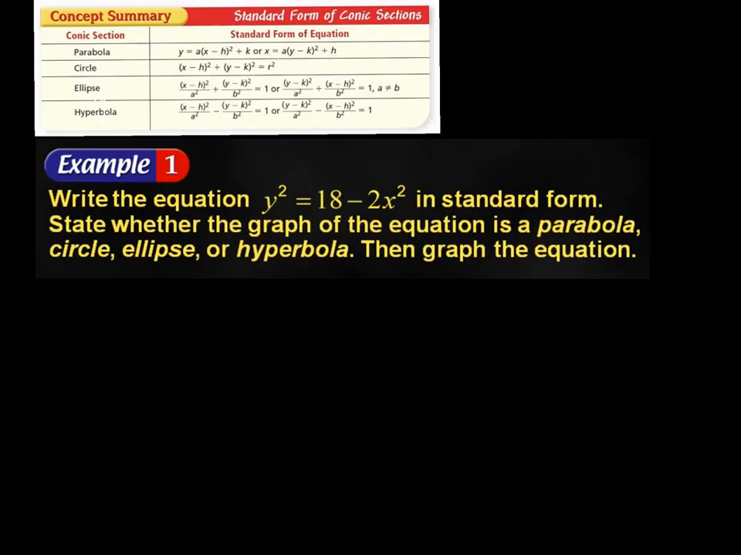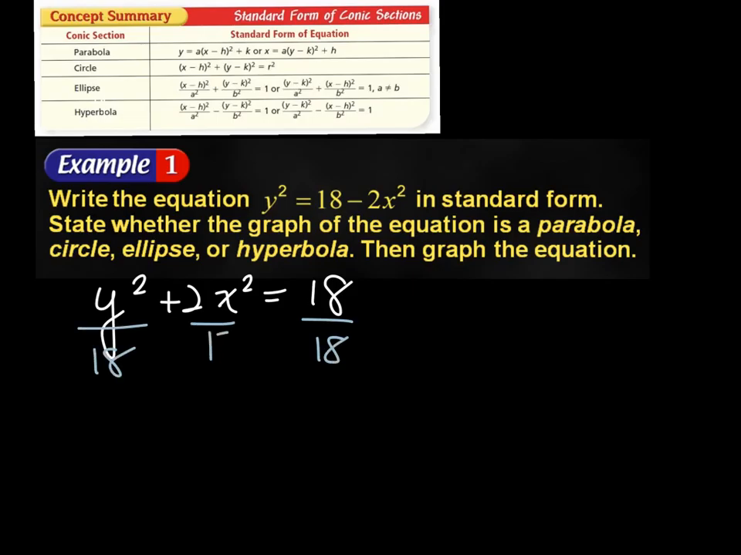Write the equation y squared equals 18 minus 2x squared in standard form. State whether the graph of the equation is a parabola, circle, ellipse, or hyperbola, then graph the equation. Both x and y are squared, so I know it's not a parabola, so I want to put both things on the same side of the equation. And I don't have any just plain x or y terms, so I don't need to worry about completing the square this time. I can just divide both sides by 18. And I've got y squared over 18 plus x squared over 9 equals 1.